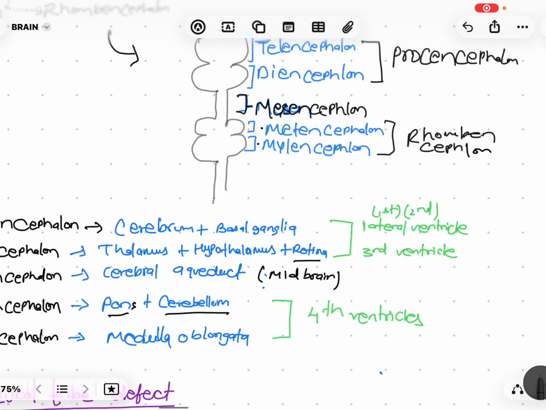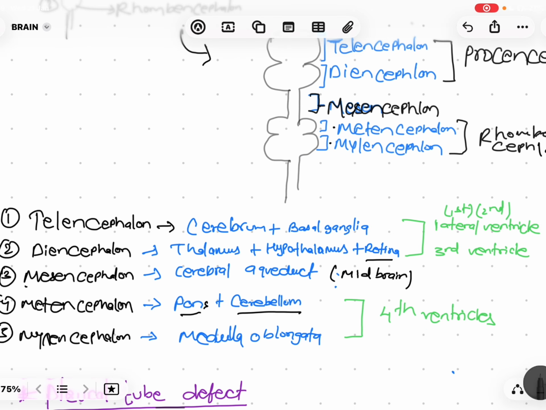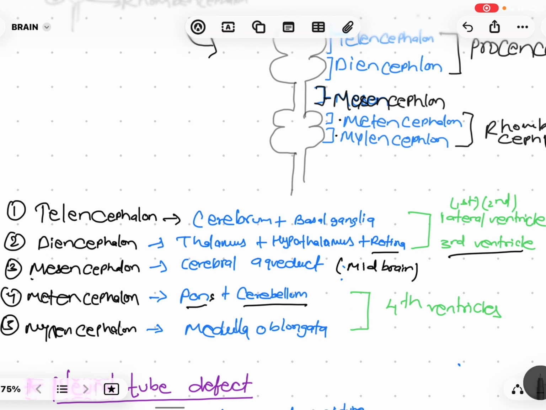The myelencephalon turns into the medulla oblongata. If we look, there are ventricles. The first, second, and third ventricles are in the telencephalon, diencephalon, and mesencephalon, with the first and second also known as lateral ventricles. And the hindbrain consists of the fourth ventricle.